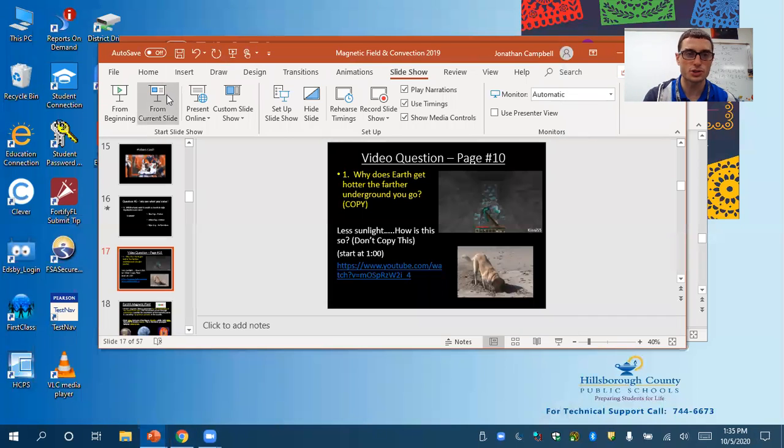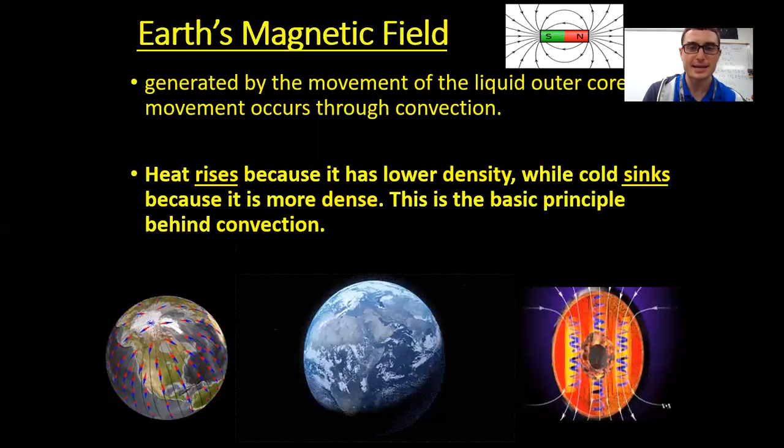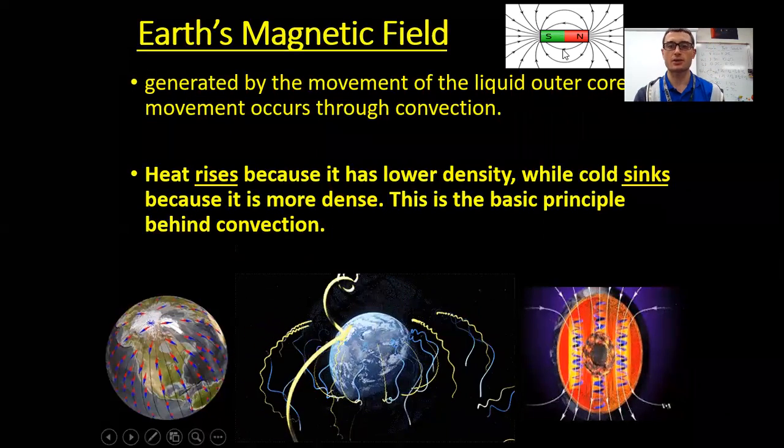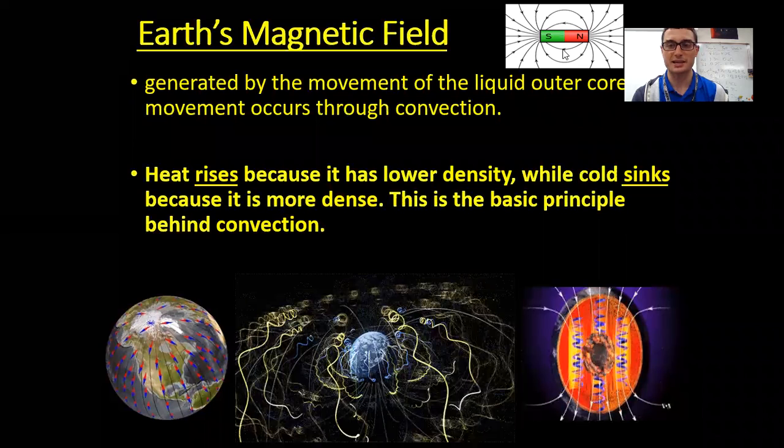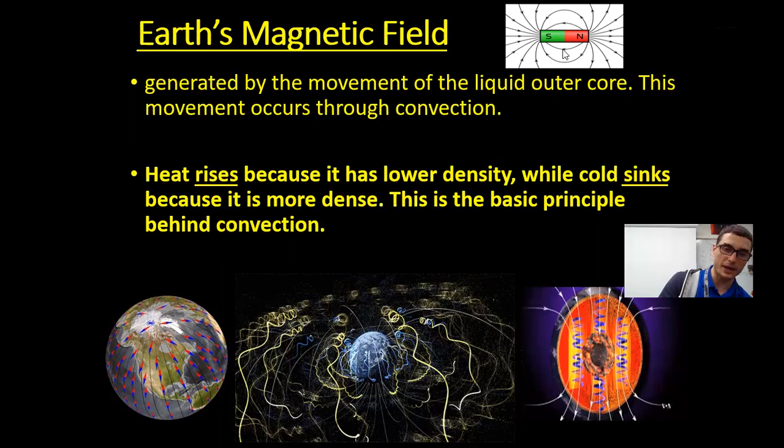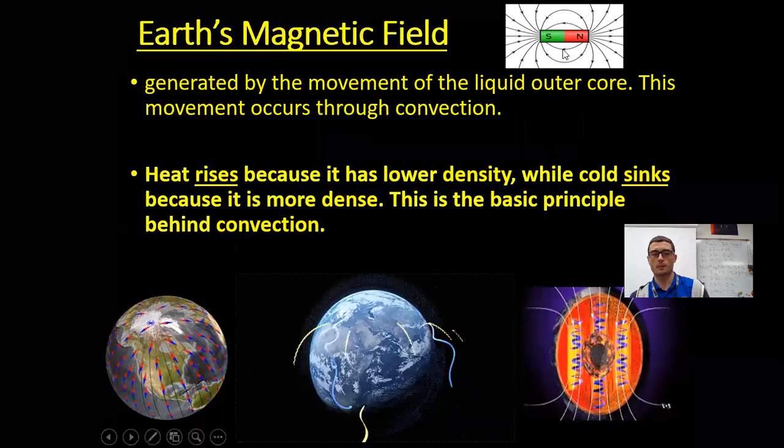And let's go ahead and move on to our last two sections of today, guys. Just write this down in yellow. Again, make the title Earth's Magnetic Field. We're going to continue on page 10 and then add more as we go to page 11, okay?